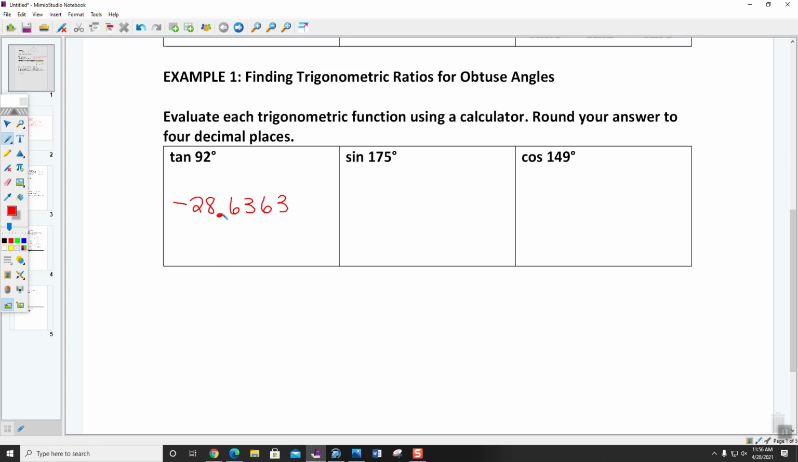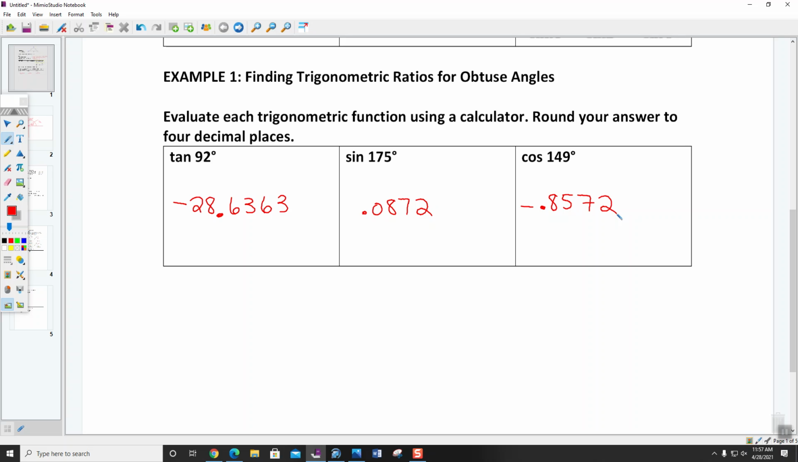How about sine 175? What's that throw at you? 0.0872. Okay, everybody in agreement so far? And then how about cosine of 149? Negative 0.8572. As long as we're matched up here and your calculator kicks out those values, I know that we're at least in the right mode there. All right? Okay, well, let's get into this.